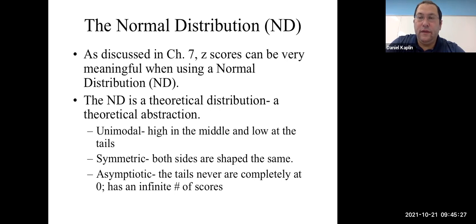It's symmetrical. That is to say, the positive side of the normal distribution and the negative side of the normal distribution are the same. Now, for something to be symmetrical, you should be able to fold it on top of itself, and it should be a perfect overlay. So in a normal distribution, the negative side of the curve and the positive side of the curve overlay perfectly. And it's asymptotic. Basically, that's a fancy way of saying the tails go until infinity. They go all the way to the end.